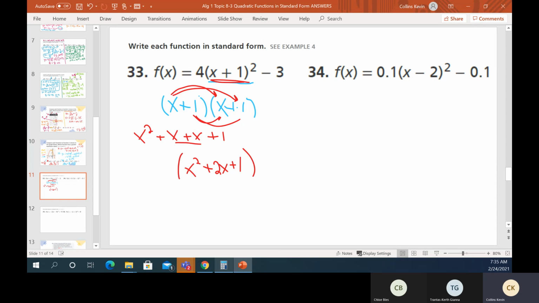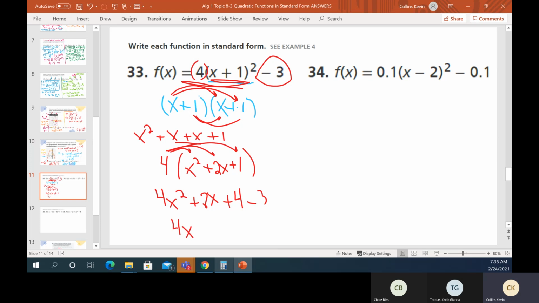So now we need to multiply that by the 4. So we bring it into the mix, and we're going to have 4x squared, plus 8x, and finally plus 4. Okay, so that takes care of all of this. We still have this one to deal with, so we just bring it down here. We're going to combine 4 minus 3, so that's just 1. So our final answer here is going to be 4x squared plus 8x plus 1.